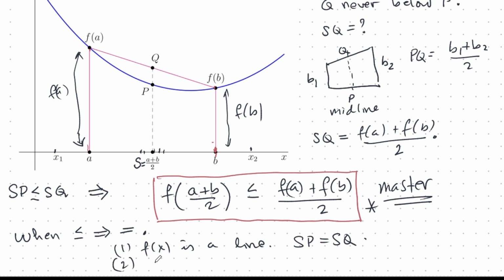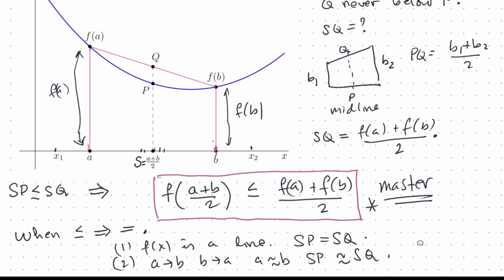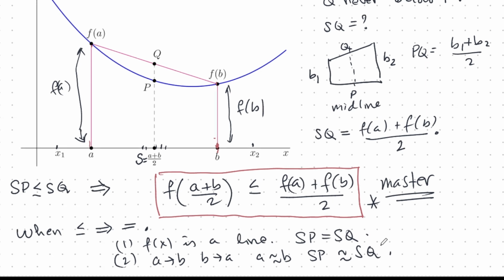But also when A approaches B and B approaches A, when they become very, very close to each other, then SP is going to approximately be the same as SQ, and in the limit, they will be equal. And we will see that this behavior here is exactly like the kind of behavior we see with inequalities like AM-GM and so on, that those things move from being inequality to equality. You get the equality case when the two numbers A and B are the same. So it's very, very interesting.